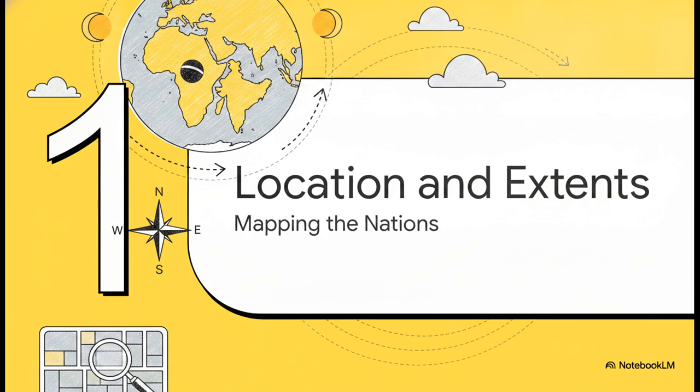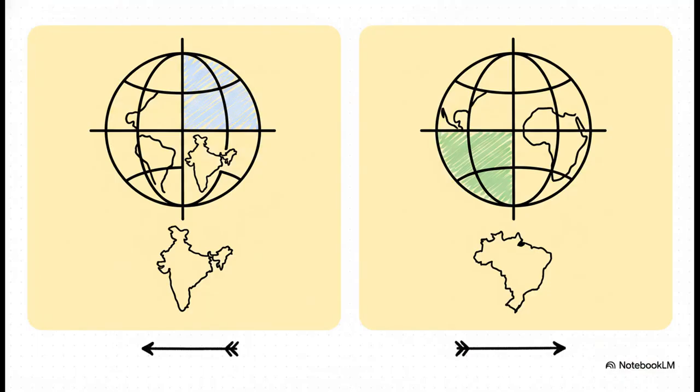Starting off with Section 1, Location and Extents. We're zooming all the way out to look at where these nations actually sit on the planetary map. The biggest contrast right off the bat is their placement on the globe. India is locked firmly on the Asian continent, sitting entirely in the northern and eastern hemispheres. Brazil, on the flip side, is over in South America, occupying the western hemisphere and mostly the southern hemisphere.